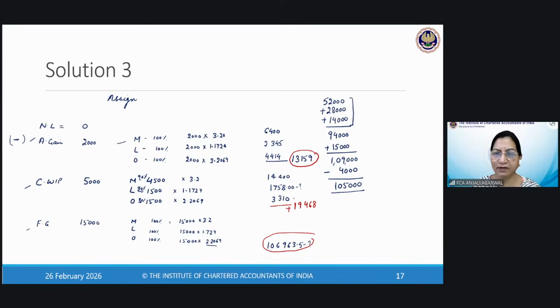So just calculate 19,468 plus 106,963.5, or you can ignore the 0.5 as of now, minus 13,159. Does it total to exactly this figure? If no, that means you have to round off in such a manner that the total should come out exactly the same. Okay.